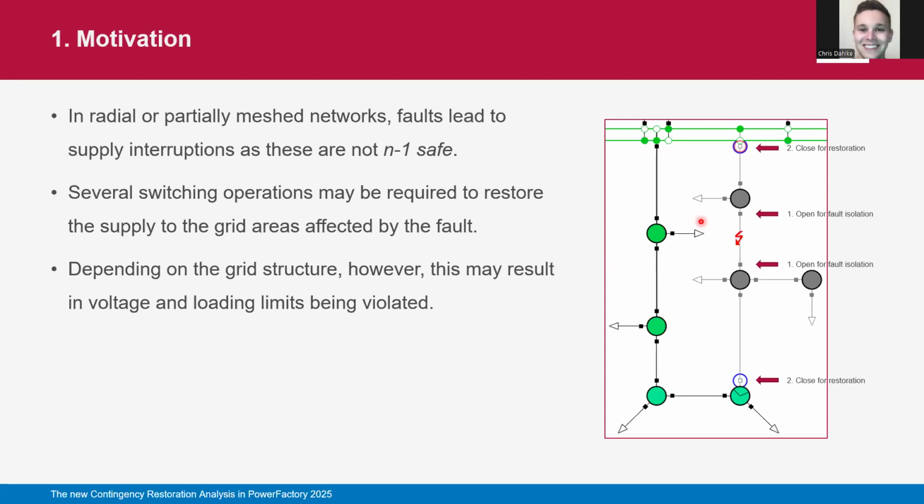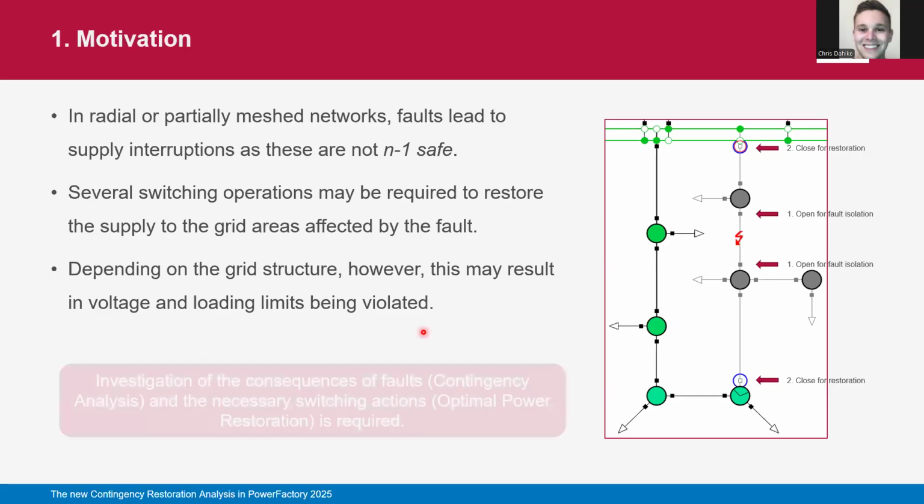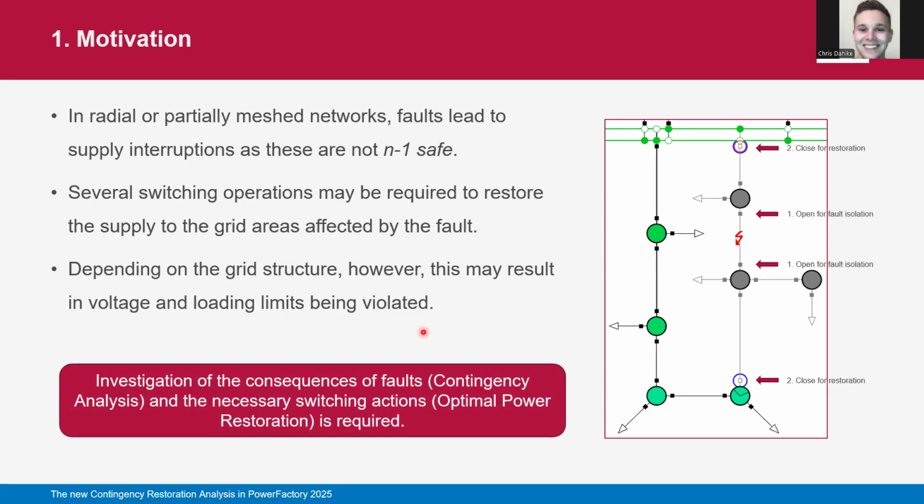Also, it's not necessarily known beforehand whether these resupplies will lead to violations of constraints like voltage or loading limits. So we have a combination here. It's not only a contingency analysis, because we have to look at the consequences of faults, but at the same time we also have to investigate which switching operations are needed to resupply everyone. This is the optimal power restoration, which is done in the second part of this function.